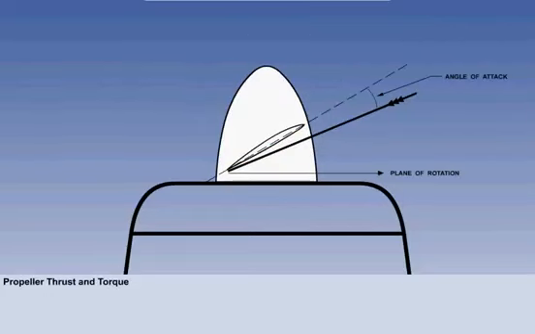Here we can see a propeller blade with its angle of attack and the plane of rotation. Thrust acts forwards, at right angles to the plane of rotation. And torque acts parallel to and in the opposite direction to propeller rotation. Torque is the equal and opposite reaction to the propeller being rotated by the engine. We will see later that torque will generate a yawing moment about the aircraft CG.